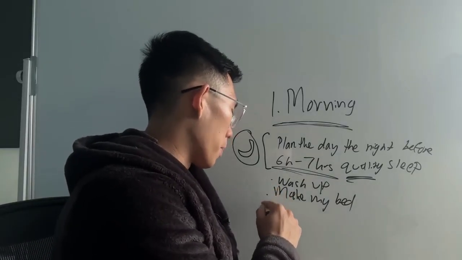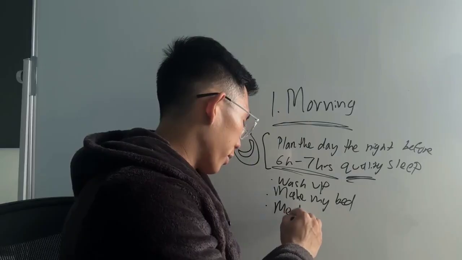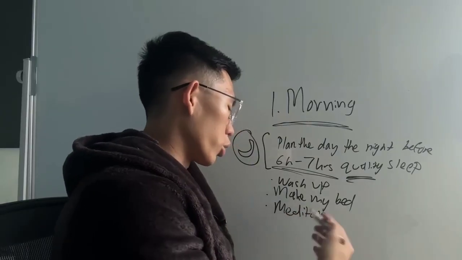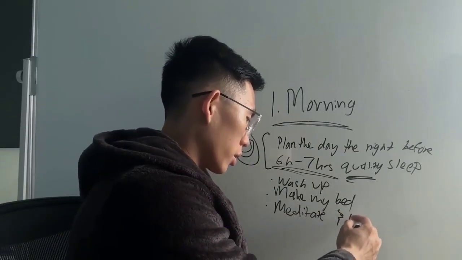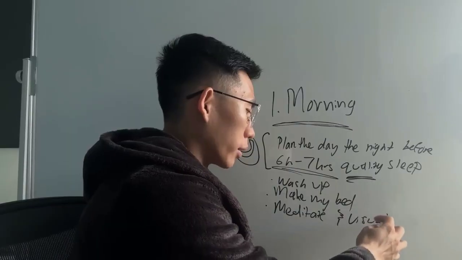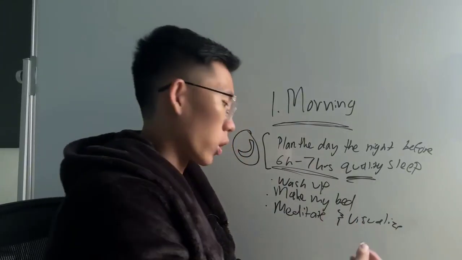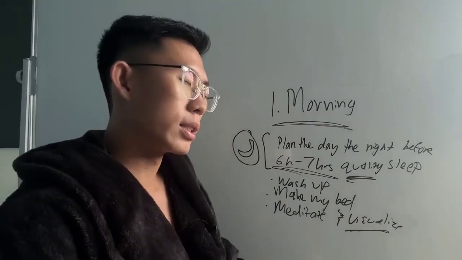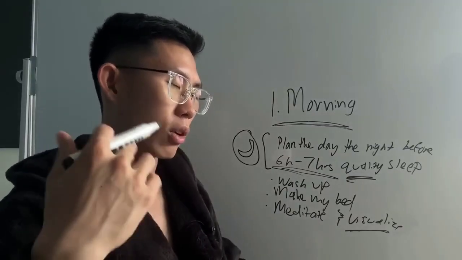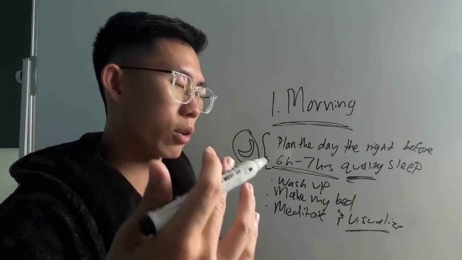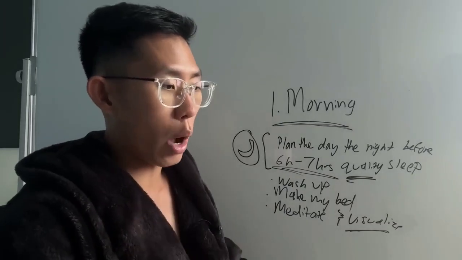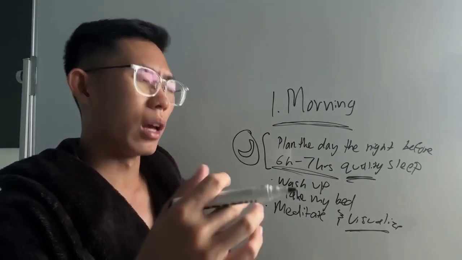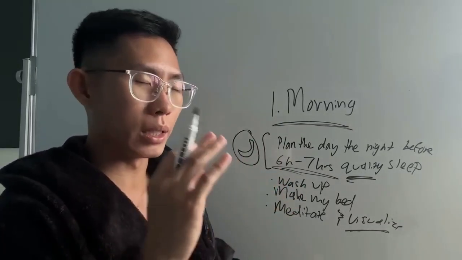So I wash up, make my bed, and then I have these two non-negotiables called meditate and visualize. I'll talk more about meditating later because it's one of the factors to improve focus. But visualize is where I close my eyes, sit there, and visualize myself reaching the goals I've set out for myself to achieve this year. So this year I want to make $5 million, so I'll visualize my bank account balance having $5 million.